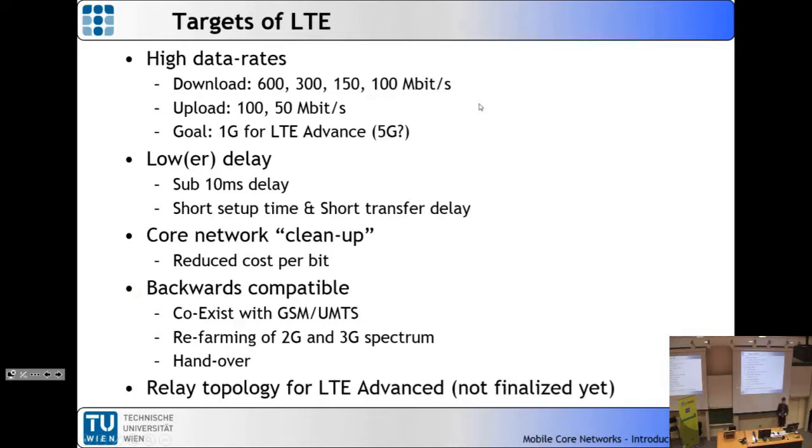We target lower delays, and we target, obviously, the cleaning up of the core network. Because we had a core network for voice, we have a core network for packet switch, like double the elements, and we had these elements where all the data rate has to flow through, so that was not really optimized in any way.